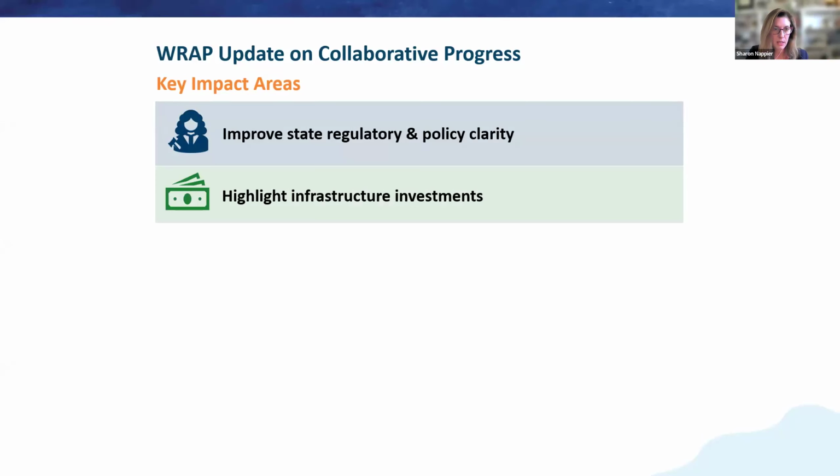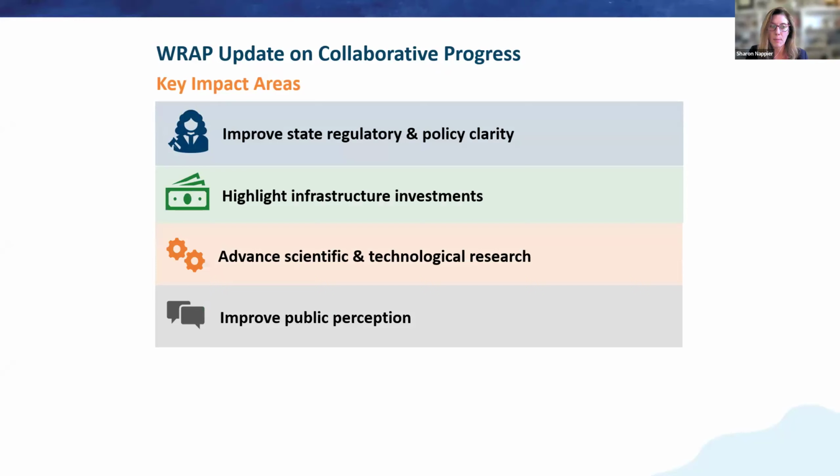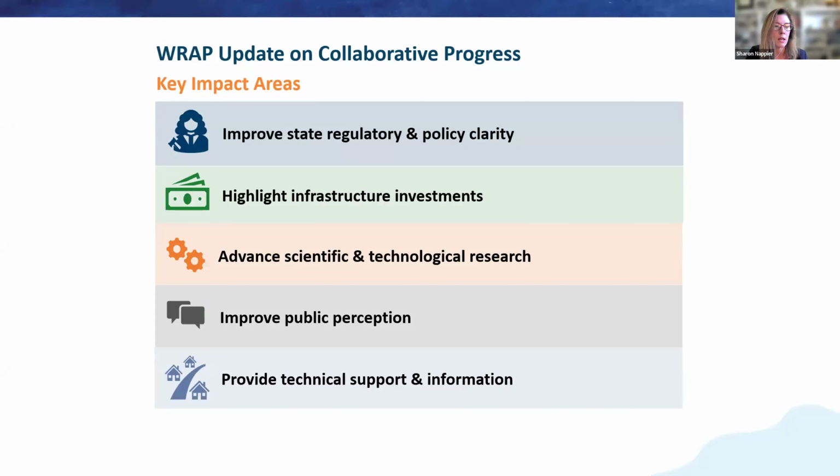Highlighting infrastructure investments, advancing science and technical research, improving public perception. After infrastructure investments, public perception can be the second biggest barrier to getting a reuse project off the ground, and providing technical support and information. So I'm going to go through all of these and try to highlight some of the on-site pieces within them.